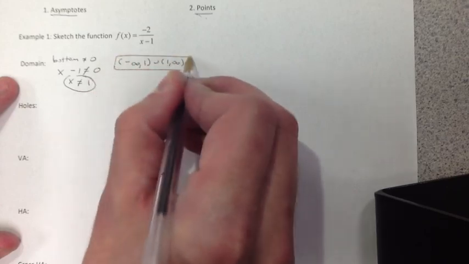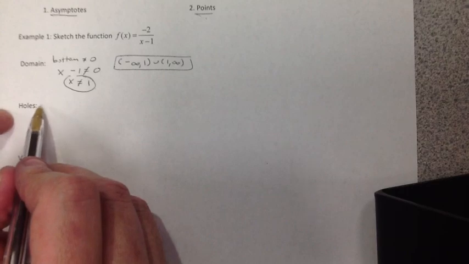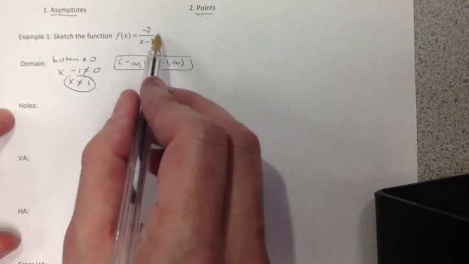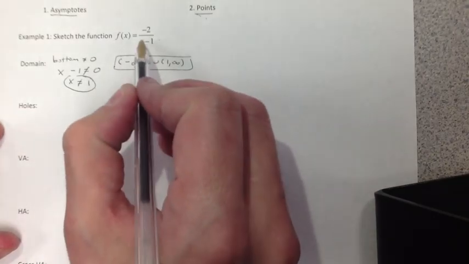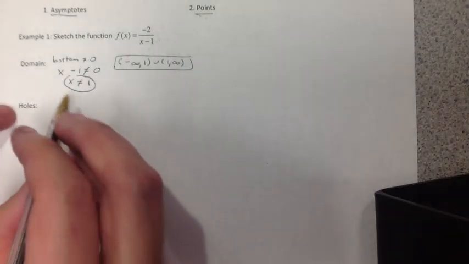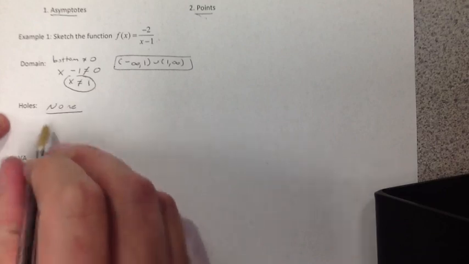And there's our domain. Now, if you remember, to get the holes, that involves looking at the factors. Does anything cancel? Okay, and here unfortunately nothing cancels. The x minus 1 is not going to cancel. We'll see an example of this later on. So right now we say there are no holes in this case.